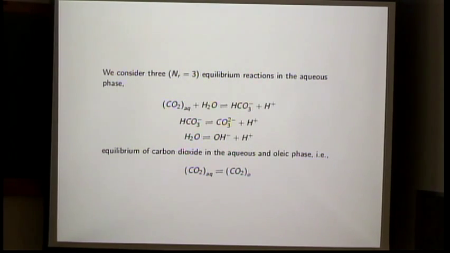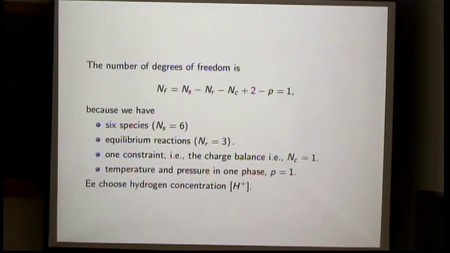And the equilibrium of carbon dioxide in the oleic and aqueous phase, I think this is some relationship that, as usual, has some exponential with some negative. I forgot what's the name. One of those laws. Sorry. That's an important law, and I used to know it. Again, we count degrees of freedom, and this is a simpler problem. We only have one chemical species concentration as a variable, and we take this as hydrogen.